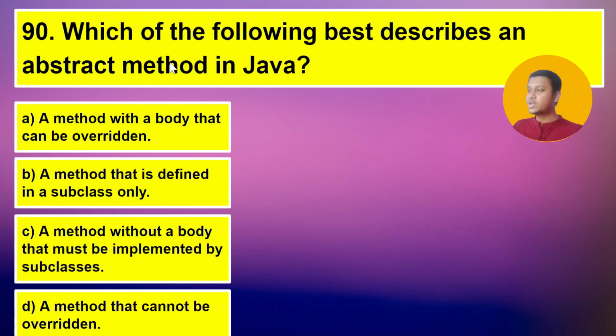Next question is, which of the following best describes an abstract method in Java? A method with a body that can be overridden, a method that is defined in a subclass only, a method without a body that must be implemented by subclass, and a method that cannot be overridden. So here the correct answer is option C.